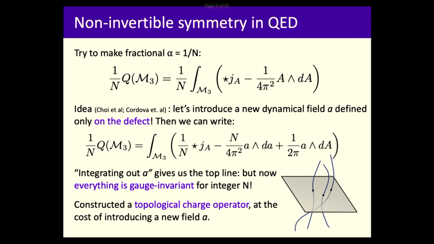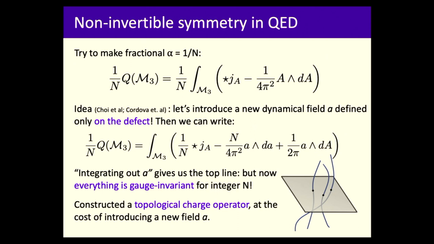So here is the idea. Let me try now to make a fractional alpha. I'm assuming compactness of this U(1) symmetry. None of this makes sense otherwise. If you think about the fermions, it's obviously the case, and I want to restrict my attention to that case.